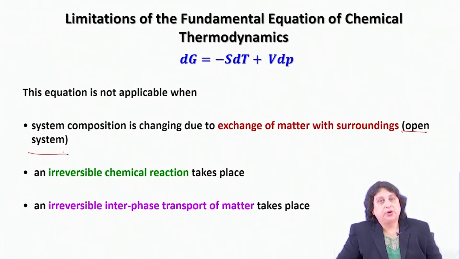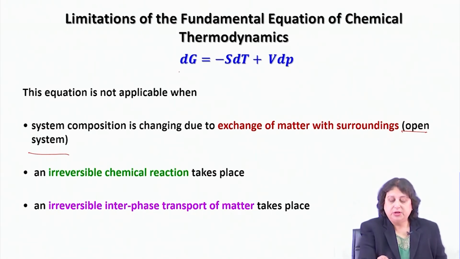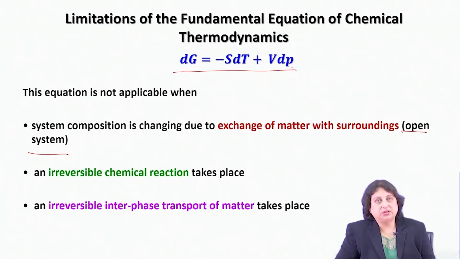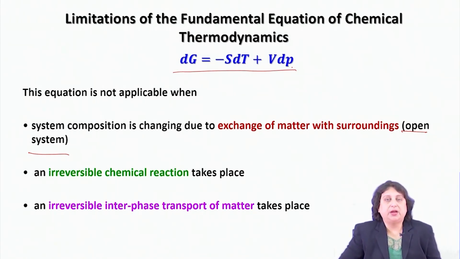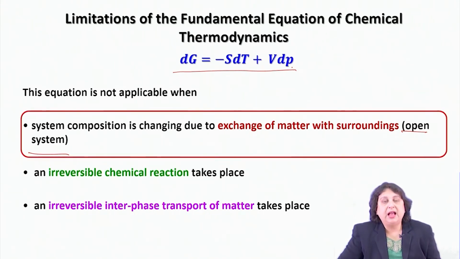Also, if it so happens that an irreversible chemical reaction is taking place, or if there is an irreversible interphase transport of matter, in that case, what we have to do is we have to think of a generalization of this fundamental equation of thermodynamics and introduce the concept of chemical potential and look at how Gibbs free energy depends on chemical potential and the change in composition of the system due to the exchange of matter.